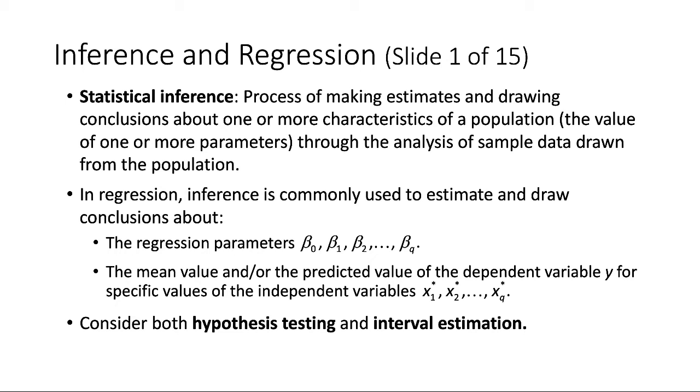Statistical inference is the process of making estimates or predictions and drawing conclusions about one or more characteristics of a population. We do that by analyzing sample data drawn from the population. Examples include using a poll from a sample set to estimate or predict voting results.